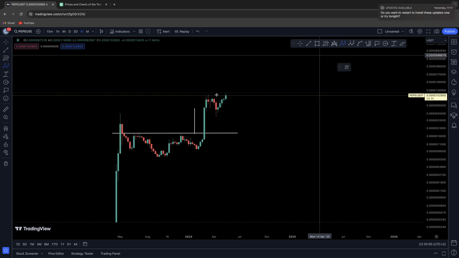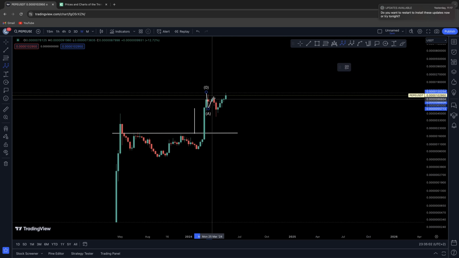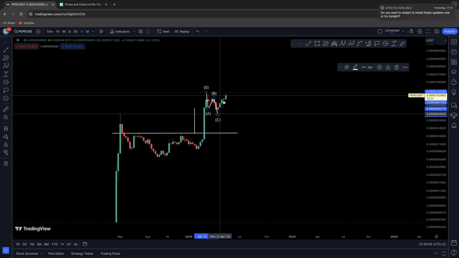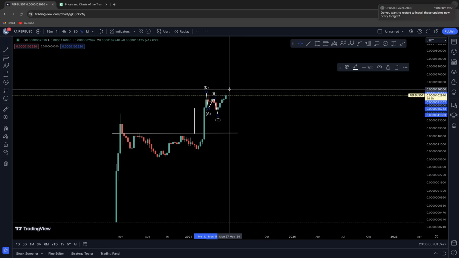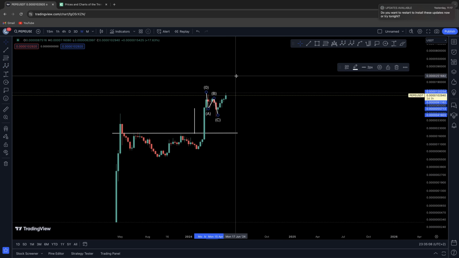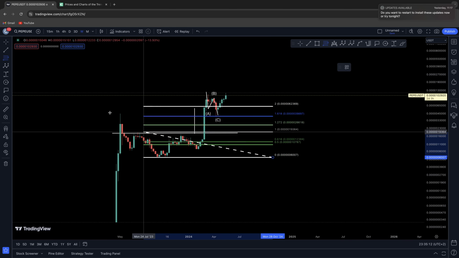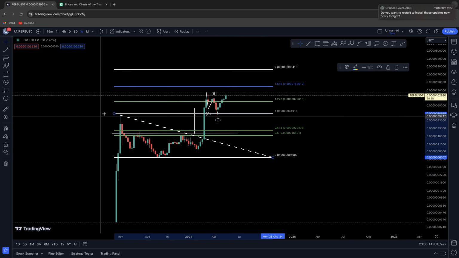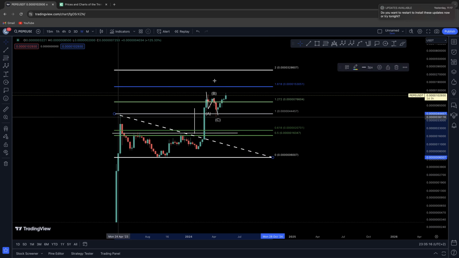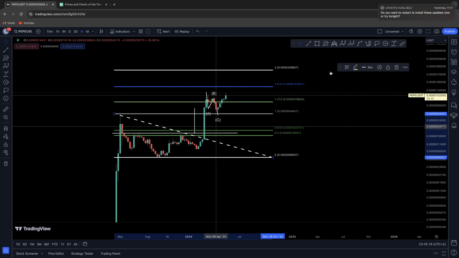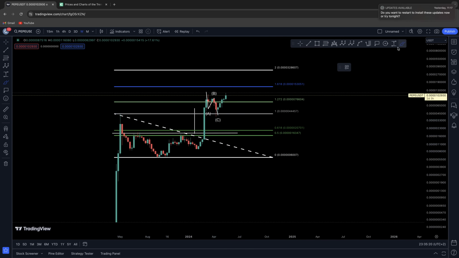But we did recently have this ABC correction, which I showed you at the start of the video, and I do think we're looking now for this impulsive move up to that 1618 target. So just to get that back on again, it was that 15 mark, wasn't it? Yeah, 15.3.